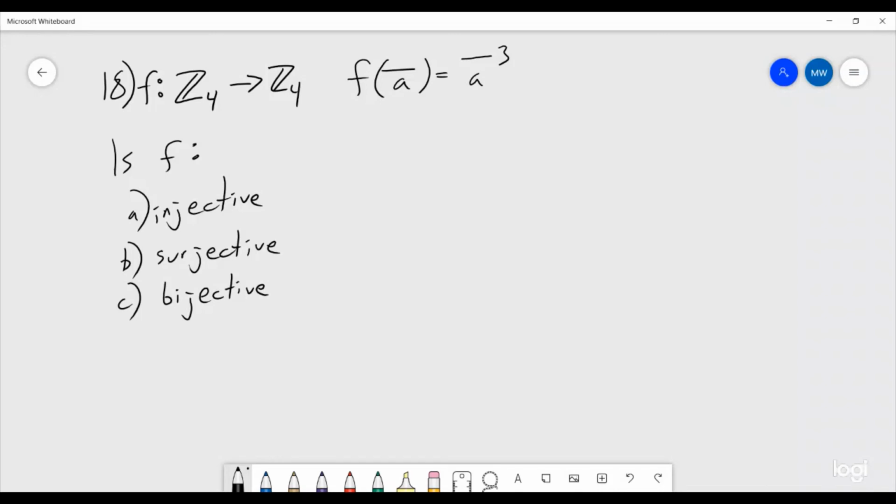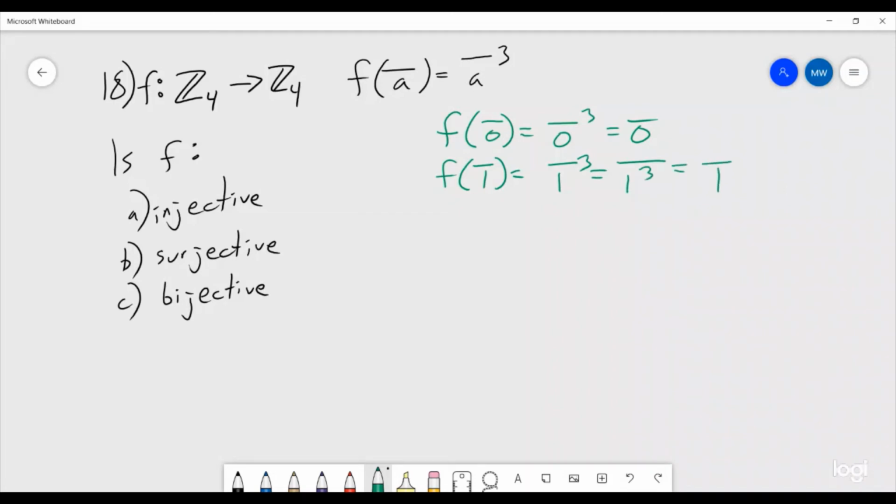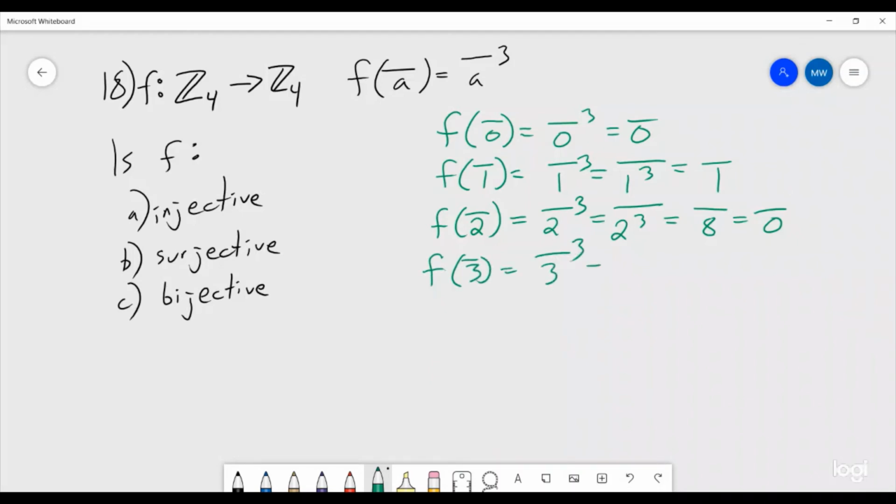I'm not sure. Okay, so for this one, just go through and figure out what the different possible inputs are. We could have f of the class of 0, that's equal to the class of 0 cubed, that's the class of 0. We could look at f of the class of 1, that's the class of 1 cubed, so that's the class of 1. F of the class of 2 is the class of 2 cubed, so class of 8, which equals the class of 0. F of the class of 3 is the class of 3 cubed, the class of 27, and 27 mod 4 is 3.